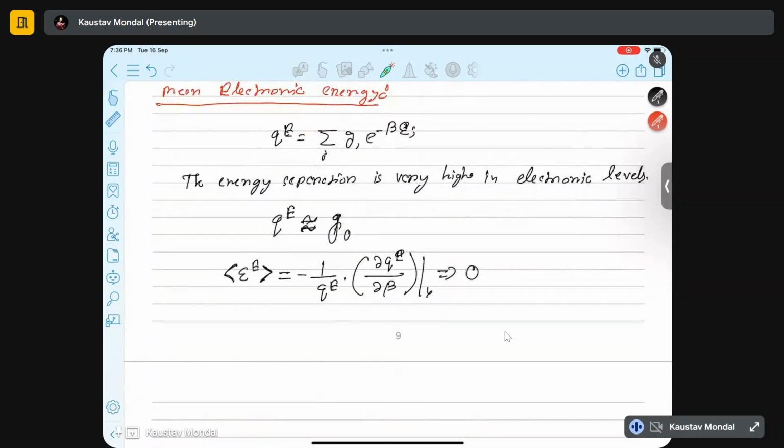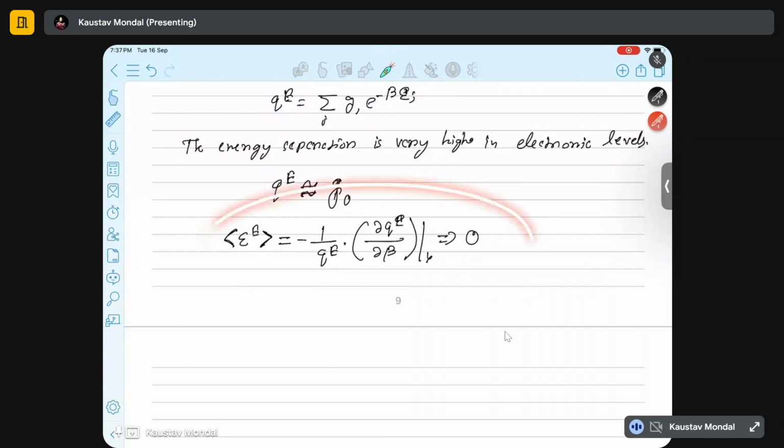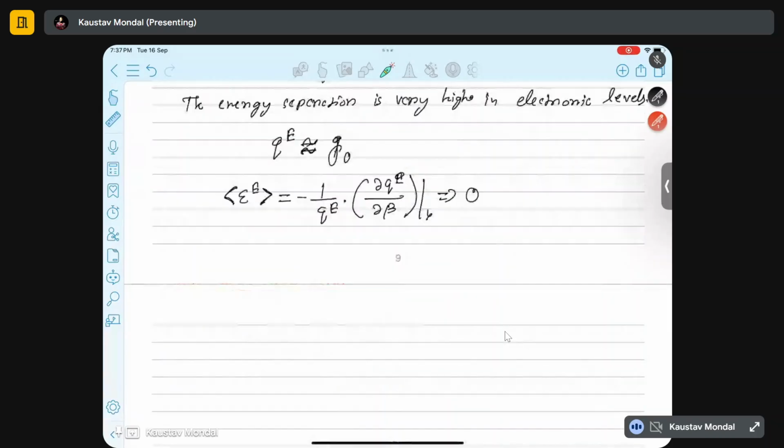The last comes from the electronic contribution. We know the electronic energy states are much more separated from each other. So that means the partition function is equal to only the degeneracy of the ground state energy level. So Q_E, the electronic partition function, is approximately equal to g0, the degeneracy at the ground state energy level. So if you calculate the mean energy due to the electronic contribution, that gives you 0 basically. So this is how you can calculate the mean energy for each of the cases.